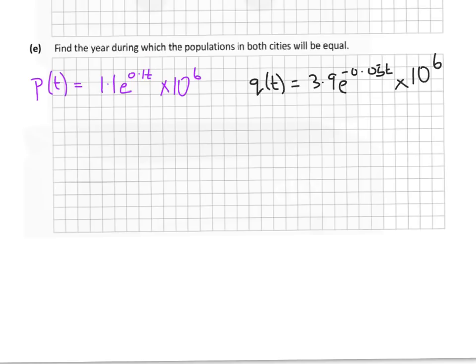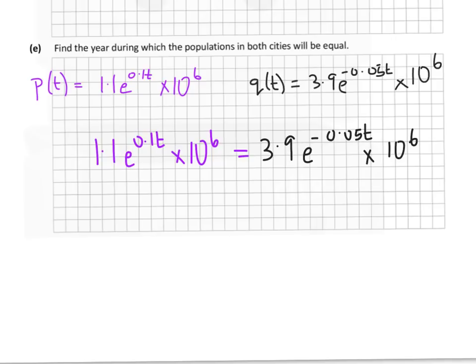Okay, and so here in the final question, we're asked to find the year during which the populations in both cities will be equal. So taking both functions now, all I need to do is put them equal to each other. So here I'm going to have 1.1 e to the power of 0.1 t by 10 to the power of 6 is equal to 3.9 e to the power of minus 0.05 t by 10 to the power of 6.